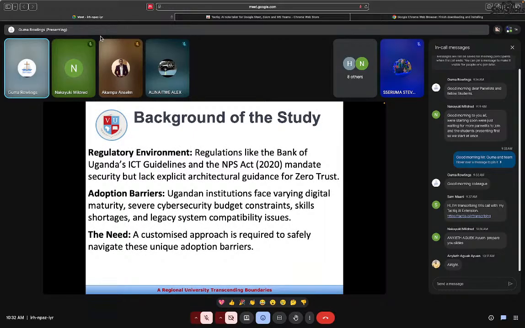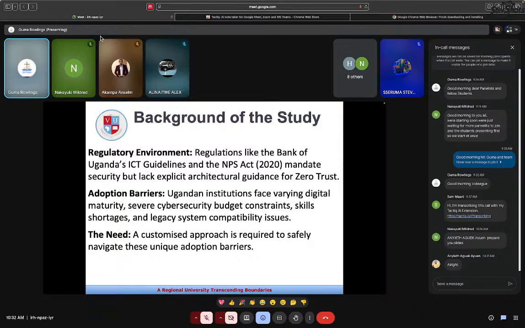Then we also look at the regulatory environment. The Bank of Uganda guidelines and the NPS Act. The NPS Act is the one that deals with the mobile money environment. It's the one that established the mobile money environment. These ones demand security. They demand that customer data, that customers' finances be secured. But of course, there is no explicit architectural guidance on these security implementations. And in our case, that is zero trust.